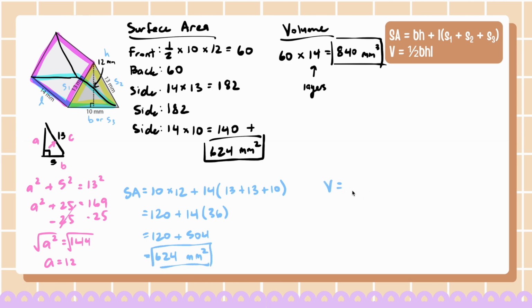Our volume is going to start with 1/2 times the base of the triangle, which was 10, times the height of the triangle, which was 12, and then times the length of the prism, 14. All of this multiplied together again gets me 840 millimeters cubed. And that's how you solve for the surface area and volume of a triangular prism when missing its side lengths.